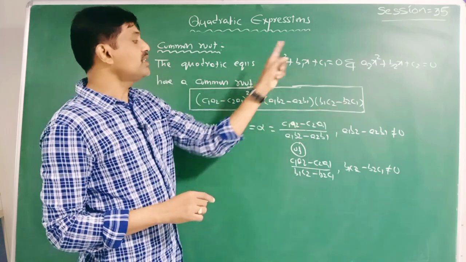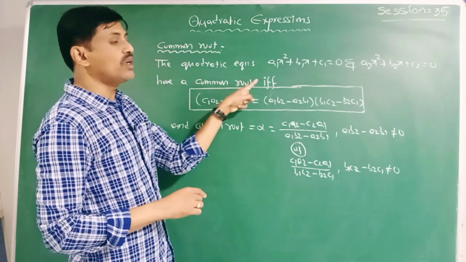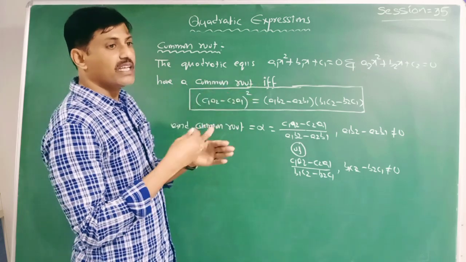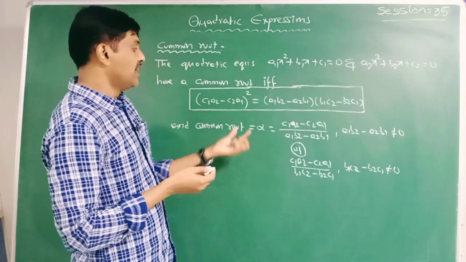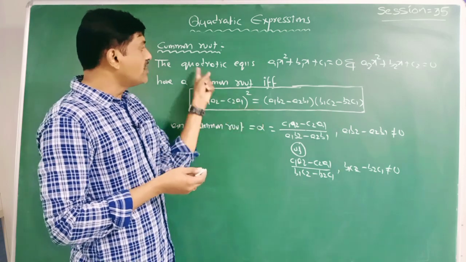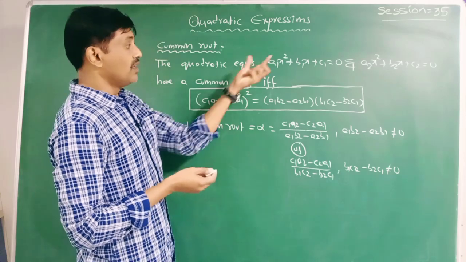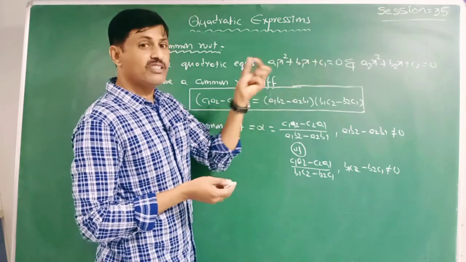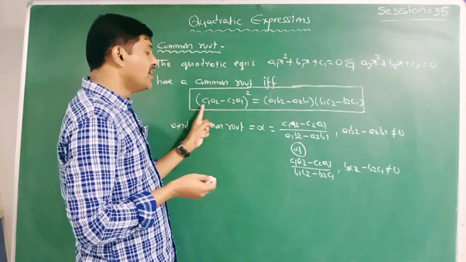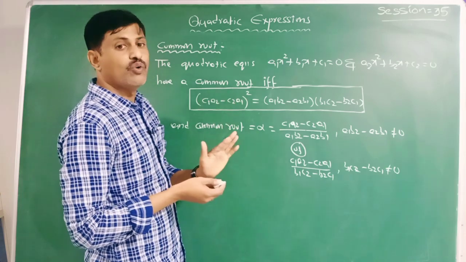These two quadratic equations have a common root if and only if, meaning necessary and sufficient condition. If this condition holds, then these two quadratic equations have a common root. Or if these two quadratic equations have a common root, then this condition always holds.